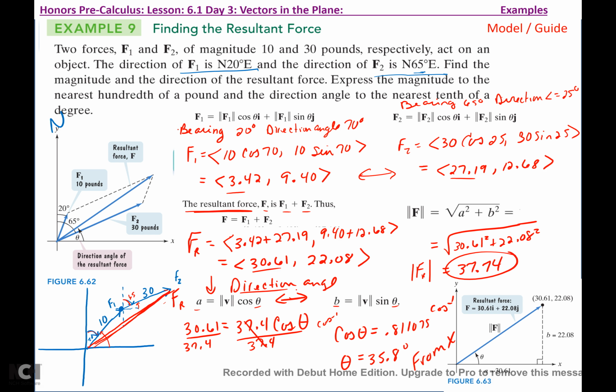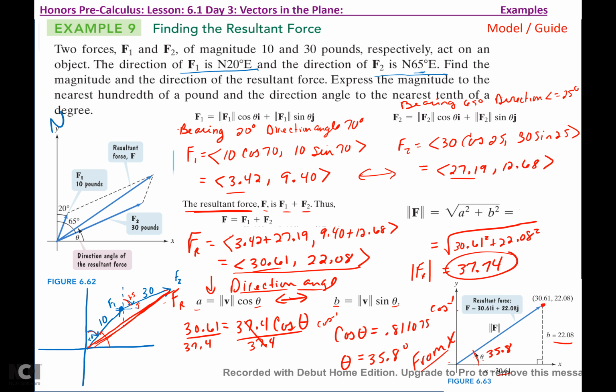But remember, when we get our answers, that's from X. That's my direction angle, but they want the angle from north. So what you do is, see how they plotted the resultant force for you? That's 30.61, 22.08. Which means, oh, we could have found it with tangent, too. You could use these, or you could just set up the function: tangent of this angle would be opposite over adjacent, and you could arctan to find it. But we found it this way. Either way would work. At any rate, what we found was this angle was 35.8.